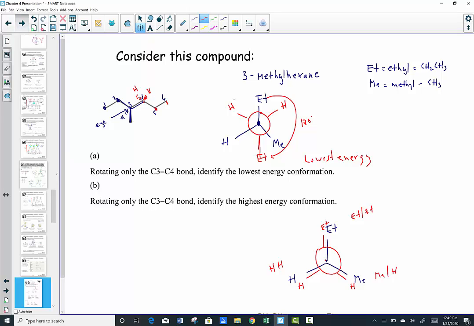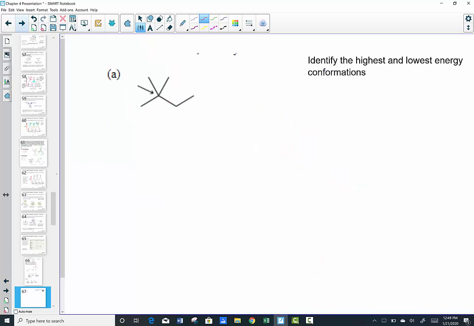You have several of these. You want to try another with me? I'll do one. Hang out with me and do another. Identify the highest and lowest energy conformations.